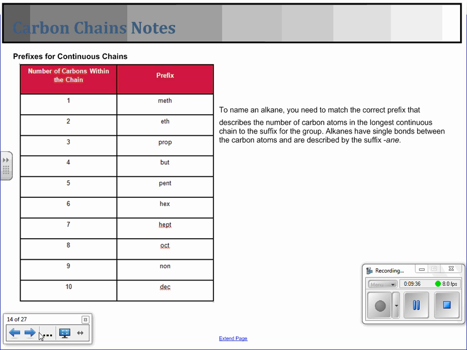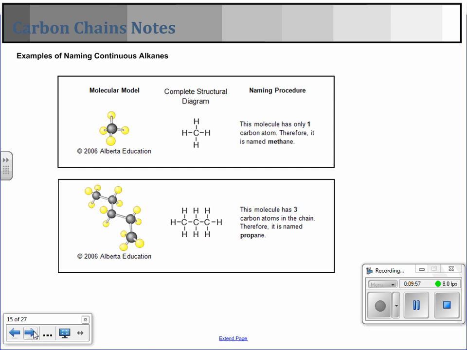So prefixes for continuous chains. Here are all of the prefixes up to 10. So to name an alkane, you need to match the correct prefix that describes the number of carbon atoms in the longest continuous chain to the suffix for the group. Alkanes have single bonds between the carbon atoms and are described by the suffix -ane. So examples of naming continuous alkanes.